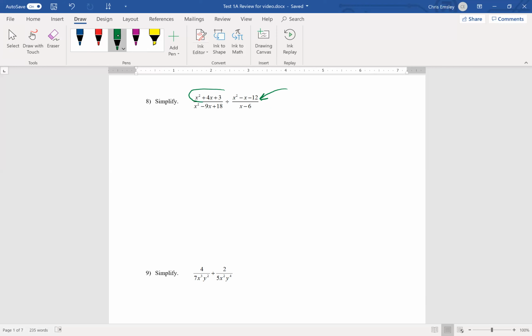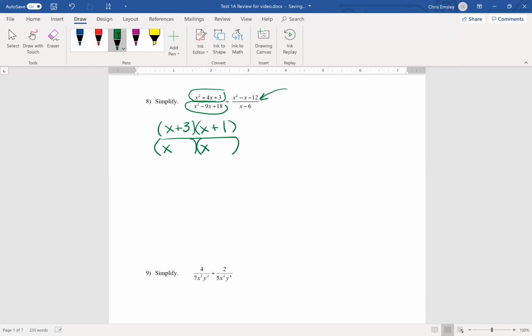So this first polynomial up top, x squared plus 4x plus 3, we can factor that. 3 can only be 3 times 1. Since we need a 4x in the middle, those both need to be positive. Then we look at our denominator. That's another trinomial that factors.